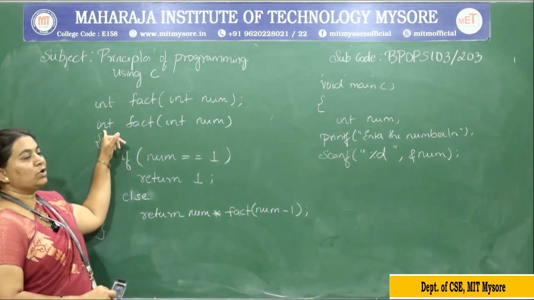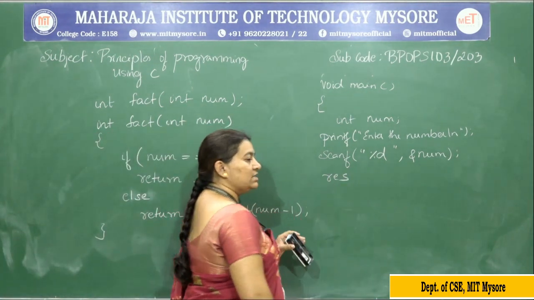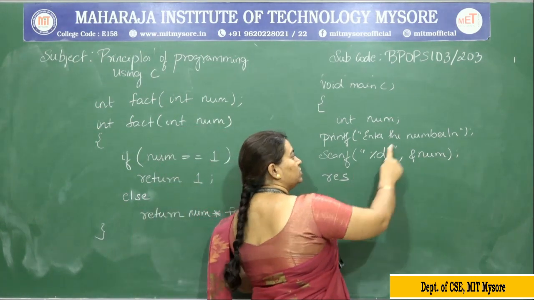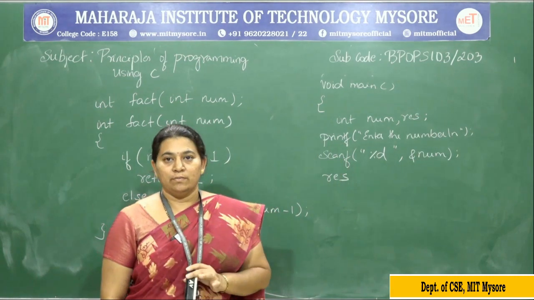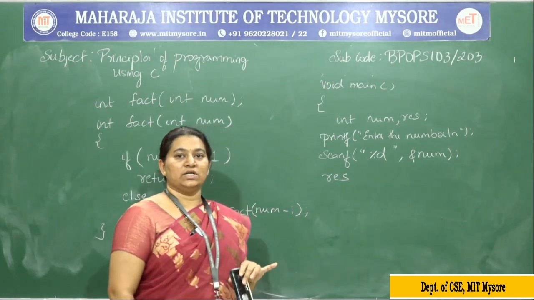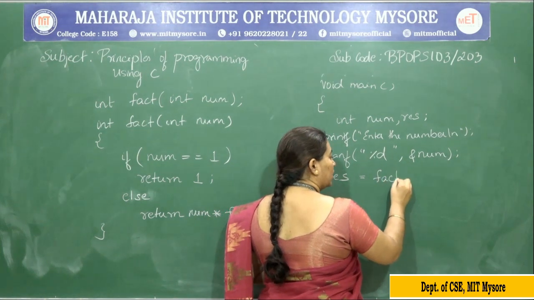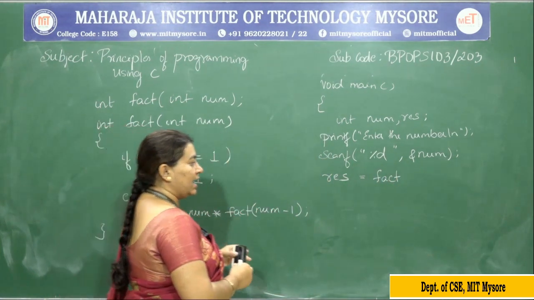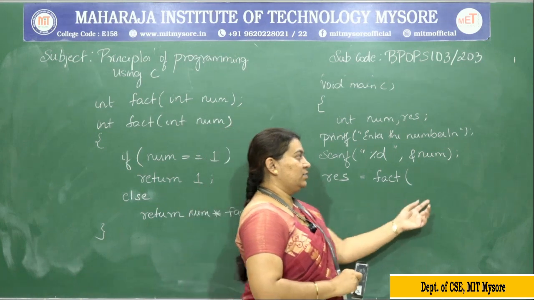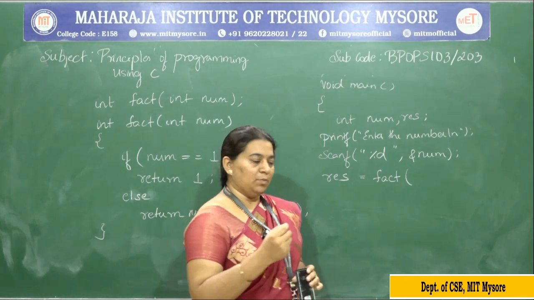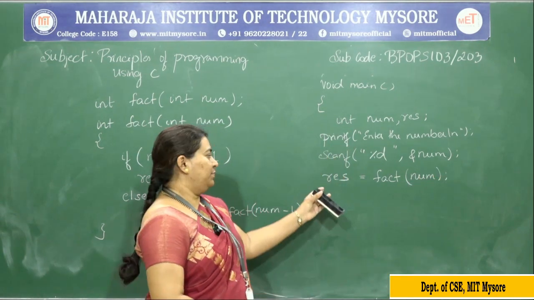So what I have to do? I am going to return an integer type. So I'll use one variable called result to store it. So when I'm going to use this, I have to declare it. So it has to be declared in your main function. So I'm going to store it in res, that is result. Then next what I'm going to do? I'm going to call the function called fact, and I'm going to send my parameter. So what is the parameter I have to send? It is nothing but the number which I have read from the keyboard. So I am going to send num here.